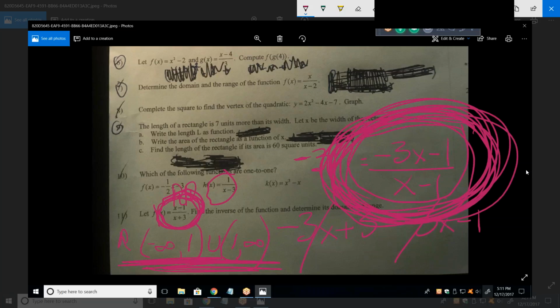In fact, I might have been wrong on the domain of this inverse function. The domain might be all reals except x equal 1. In other words, I don't need to exclude minus 3. That's a restriction of the function, but it's not a restriction of the inverse function. The inverse function only has a vertical asymptote at 1. I don't need to concern myself with the minus 3. So the domain of the inverse function is all reals except 1, and the range of the inverse function is all reals except minus 3.